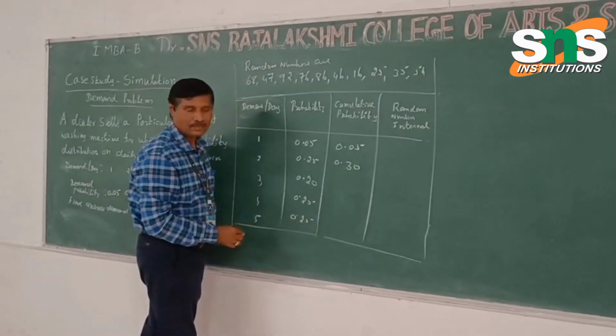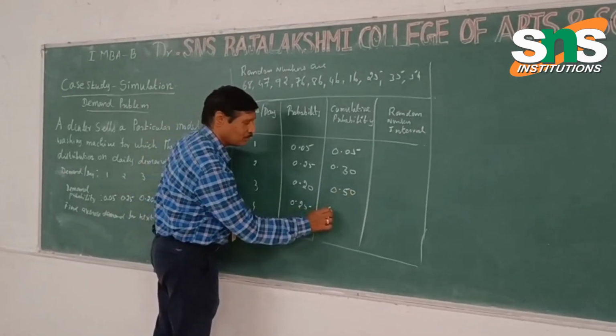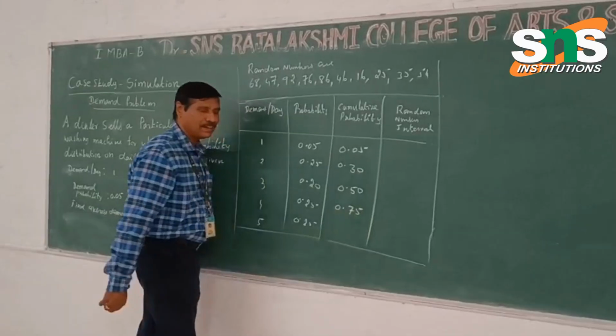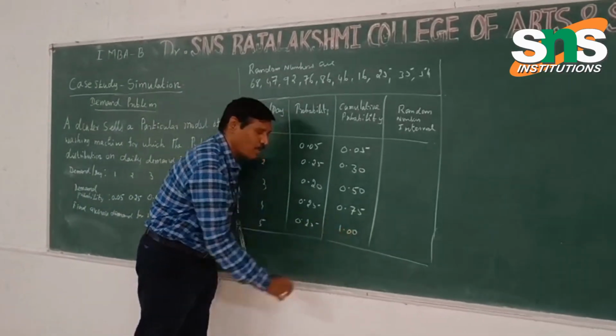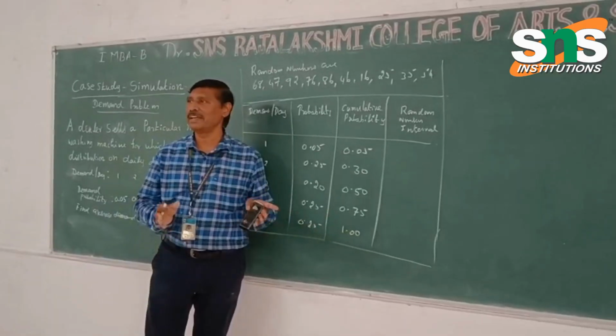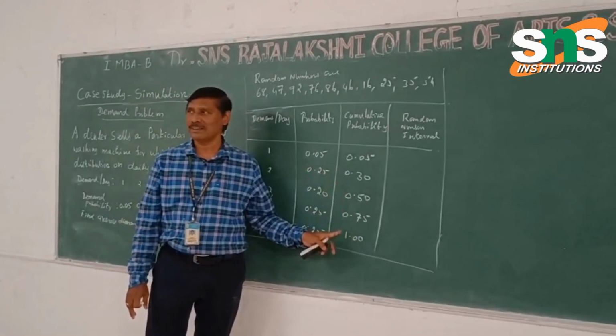Next, 0.30 plus 0.20 is 0.50, and adding 0.25 gives 0.75, and then adding 0.25 gives 1.00. Why is it 1.00? Because the probability range is 0 to 1. So if our final answer is 1, then this cumulative probability is correct. Good. So we have calculated the cumulative probability.